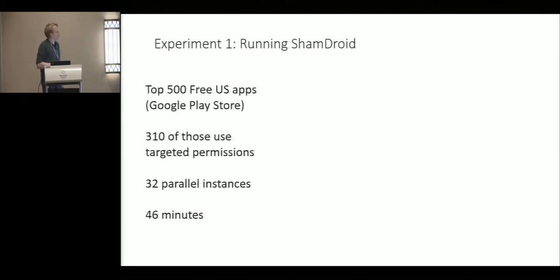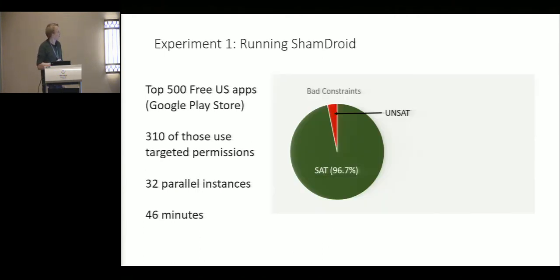The large experiment here is on the top 500 free applications from the Google Play Store, at least at the time back when we wrote the paper. 310 of those had used these targeted permissions, so either location or phone identity. And we ran our tool in 32 parallel instances, and then after 46 minutes, we had analyzed all of these applications. Now, let's look at some of the results.